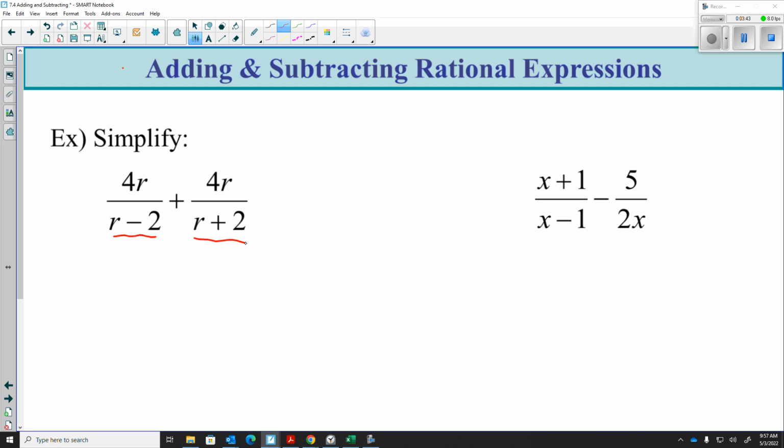I'm going to multiply this one by r plus 2. I'm going to multiply this one by r minus 2. But whatever I do to the bottom, I also got to do to the top, right? So this one gets an r plus 2. This one gets an r minus 2. You okay with that?